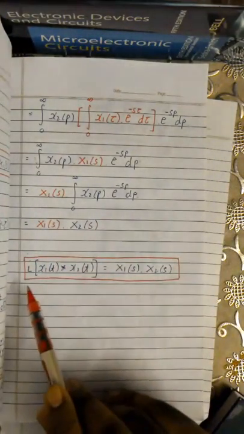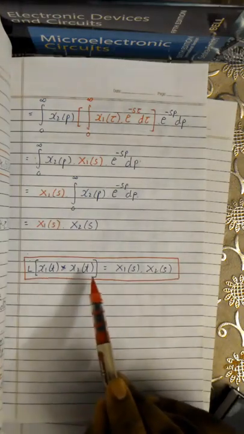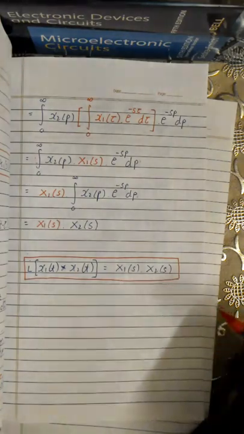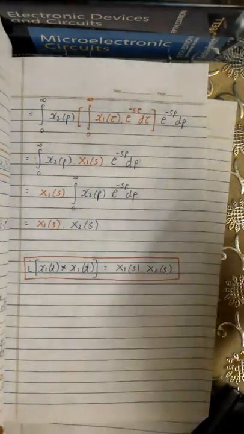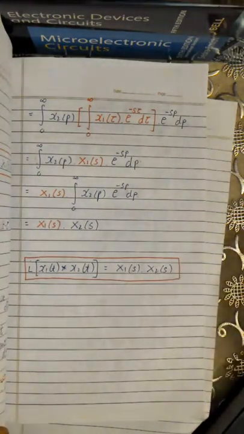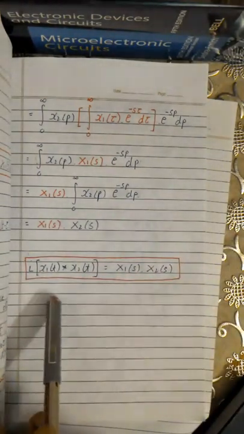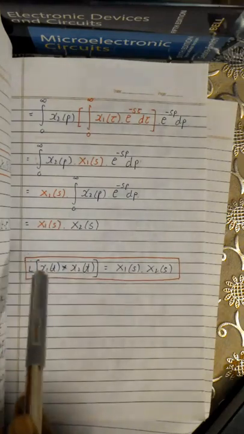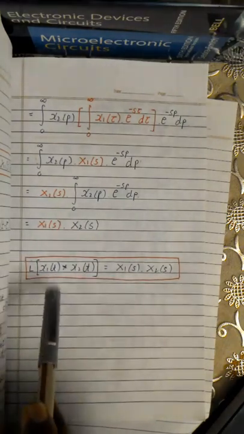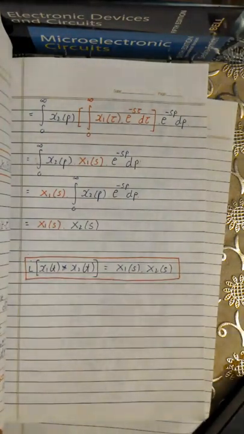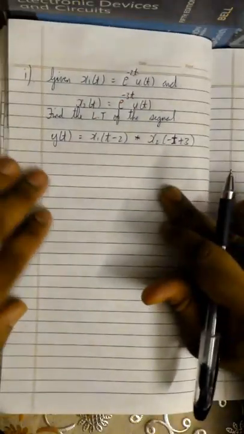Therefore the Laplace transform of x1 of t convolution x2 of t is nothing but x1 of s into x2 of s. This means the quicker way of finding the convolution is, instead of applying the convolution equation, to find the Laplace transform of the individual functions and then simply multiply them. Now let's do this problem.